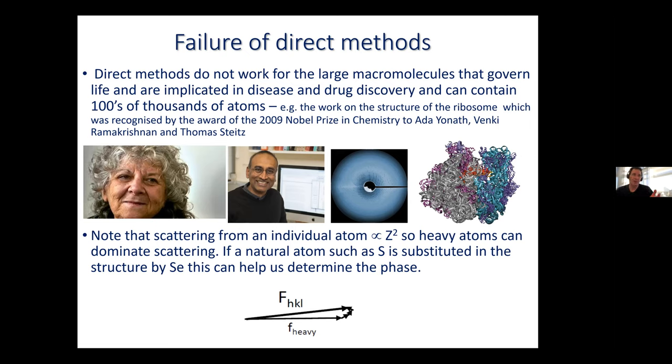gave rise to many, many reflections, and it's impossible with modern computing methods, however powerful the computer, to solve this by direct methods. So the traditional way of solving this problem, and the way that actually these three started out, is to take advantage of the fact that the scattering from an individual atom, which depends on the Thomson effect that we talked about in the first lecture, goes as the square of the atomic number, or the square of the number of electrons in the atom. And what that means is that heavy atoms in the crystal structure are much, much stronger at scattering than any other atom.